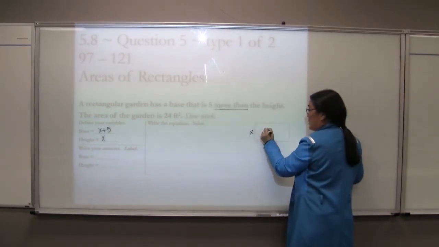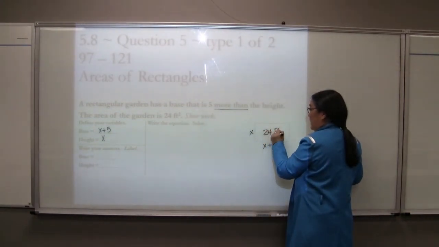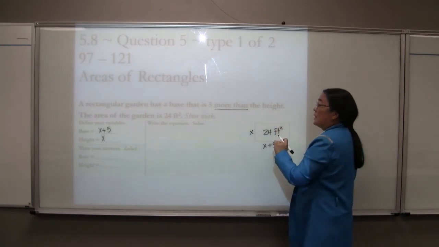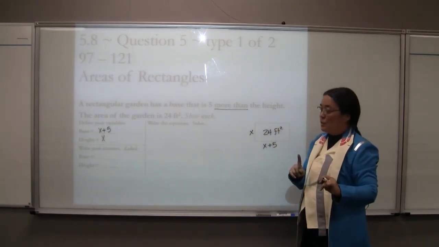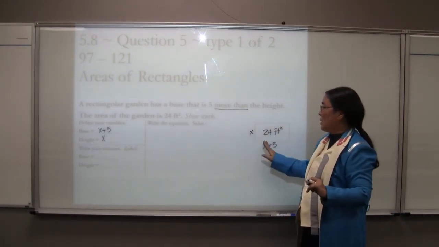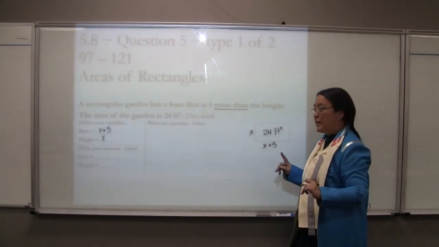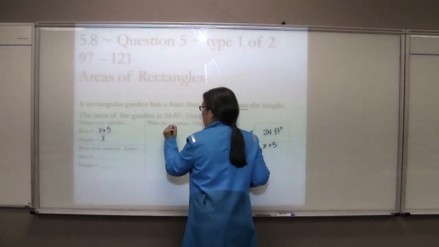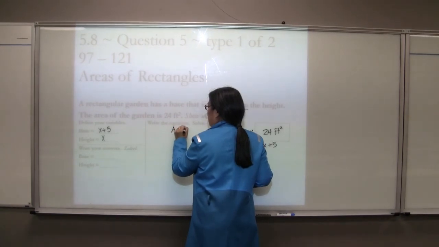The area of the garden is 24 square feet. They have given us a label other than units. We'll have to use that. We need to remember about the area formula for a rectangle. The area of a rectangle is length times width.